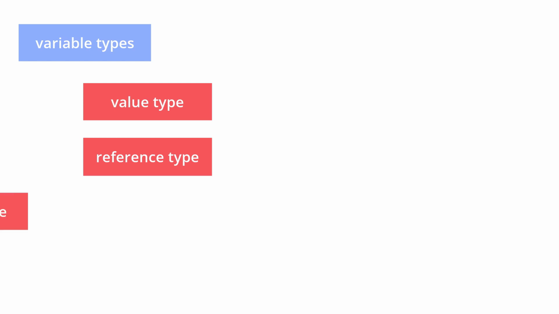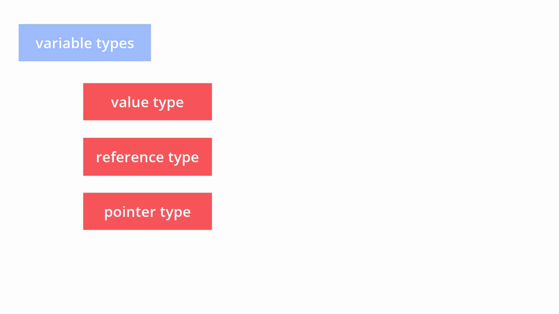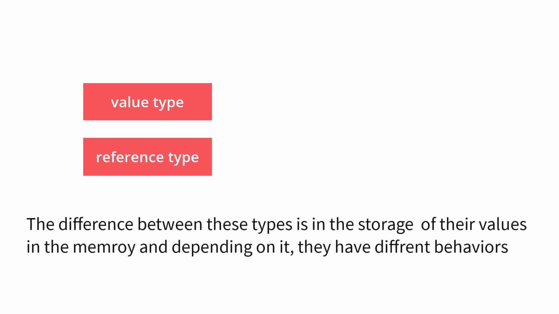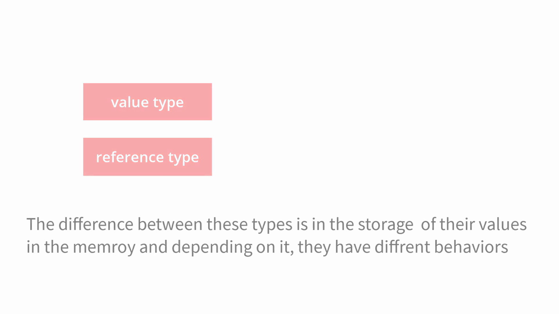In this video, I want to talk about the variable types. There are three variable types in C#: a value type, reference type, and pointer type. In this section, I will explain about value type and reference type. What is their difference? Their difference is in the storage of their values in memory, and depending on it, they have different behaviors that I will fully explain.